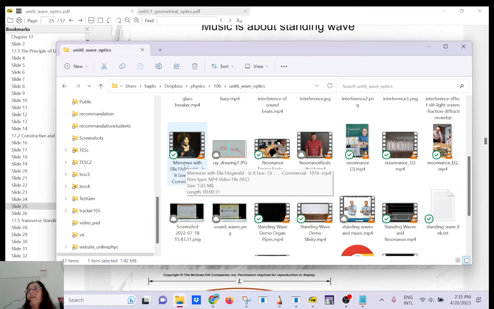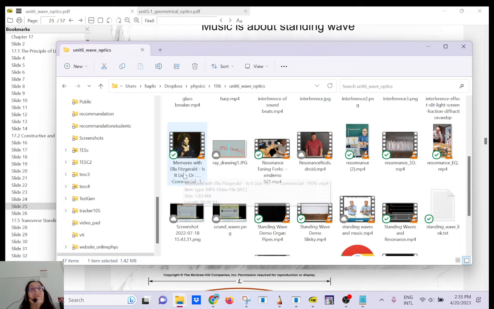magnetic tape. Okay, so you will have to record the voices or the sound on a magnetic tape. And their point is that their Memorex, their magnetic tape is so good that you could record the voice of Ella Fitzgerald and still be able to break a glass. It's a very famous commercial.